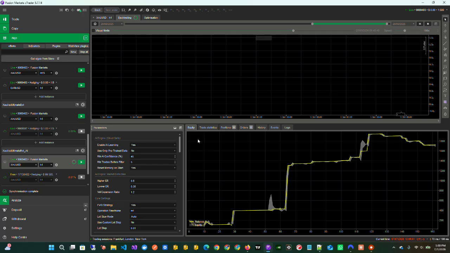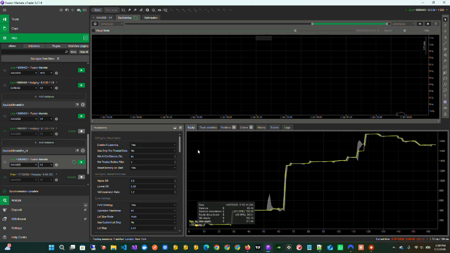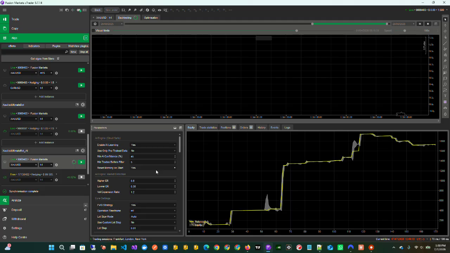So remember, if you deploy this CBOT, by default, reset memory on start is set to yes. If you wanted to start trading with pre-trained data, but at the same time learn from the outcome of all the trades that it will be entering, disable this, set it to no.